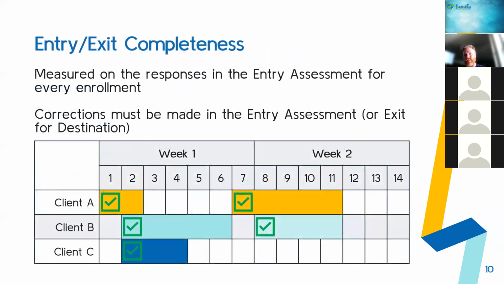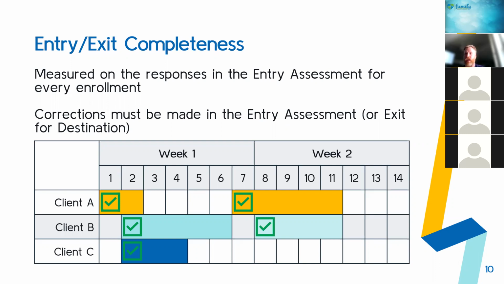So what this looks like is this. If we look at these blocks as the colored blocks, the yellow, the blue, and the dark blue are when the client is enrolled in the project. The green check is showing for that entry exit, these are the entry dates. So client A, week 1, day 1, was enrolled in a project. Week 1, day 1 data is what's being pulled for the entry exit completeness report.